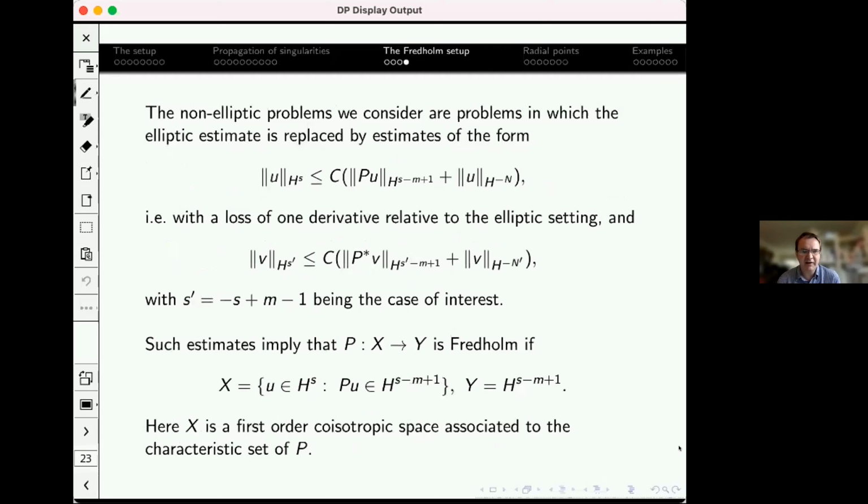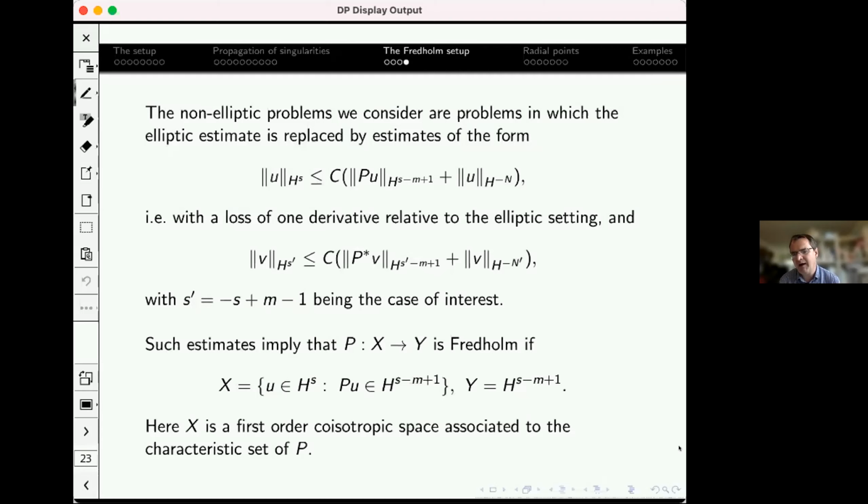It's elliptic regularity. So for the non-elliptic problems, you have this loss of one derivative. So instead of having Pu in H^(s-m), it's Pu in H^(s-m+1). And similarly for P star, we have an estimate on the relevant dual spaces. So the s prime on which v lives, that space should be a dual of the H^(s-m+1) in which Pu is in the direct estimate. And so what this actually says is that P is Fredholm.